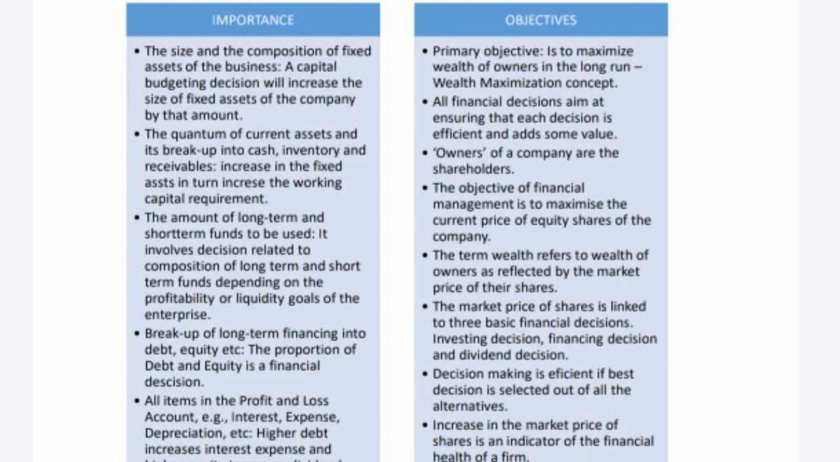All items in the profit and loss account, for example, interest, expense, depreciation, etc. Higher debt increases interest expense and higher equity increases dividend.